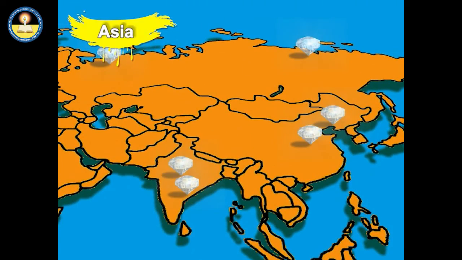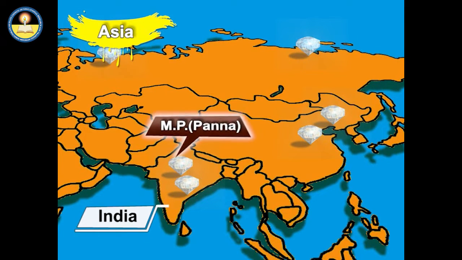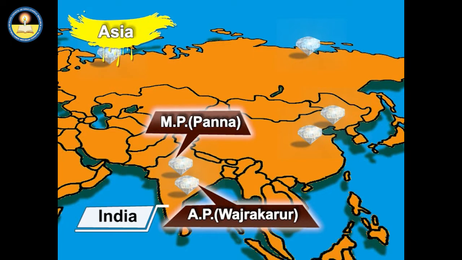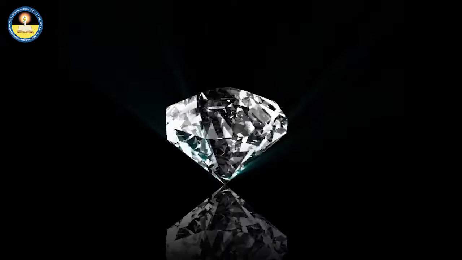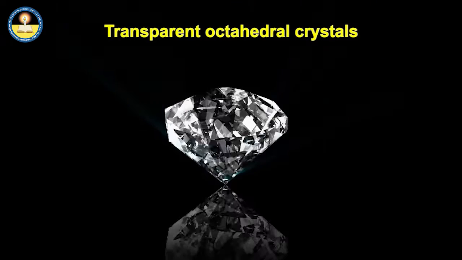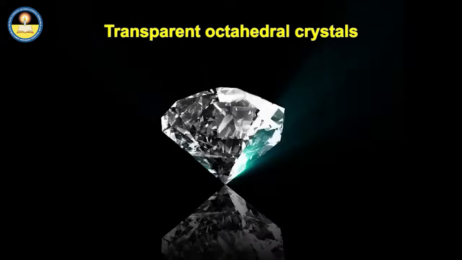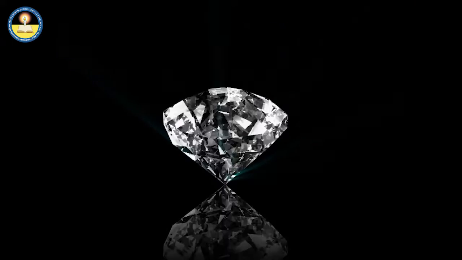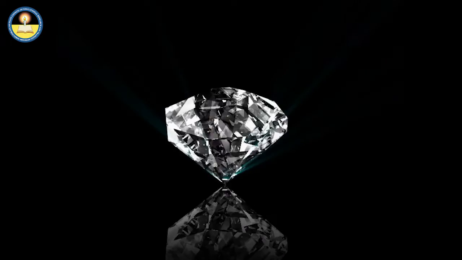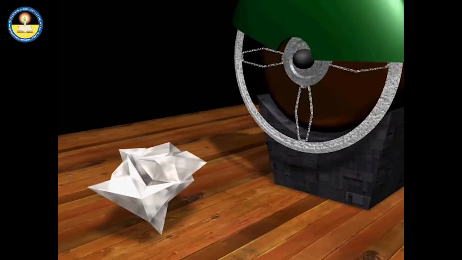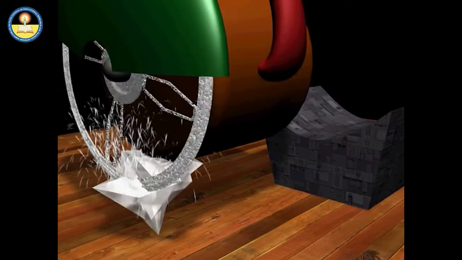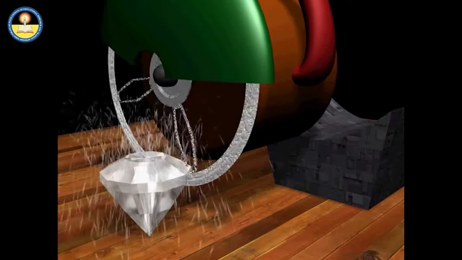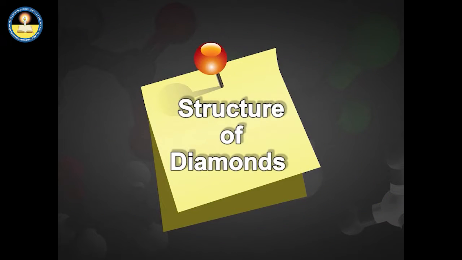In Asia, it is found in India in Panna district of Madhya Pradesh and in Vajrakarur in Andhra Pradesh. In nature, diamond exists as transparent octahedral crystals with curved surfaces. Their beauty is revealed when they are properly cut and polished. Let us now discuss the structure of diamond.